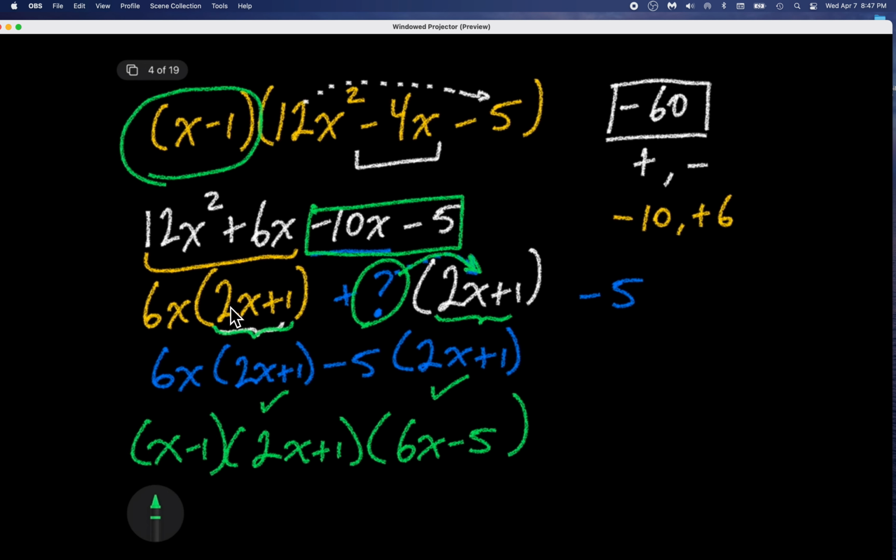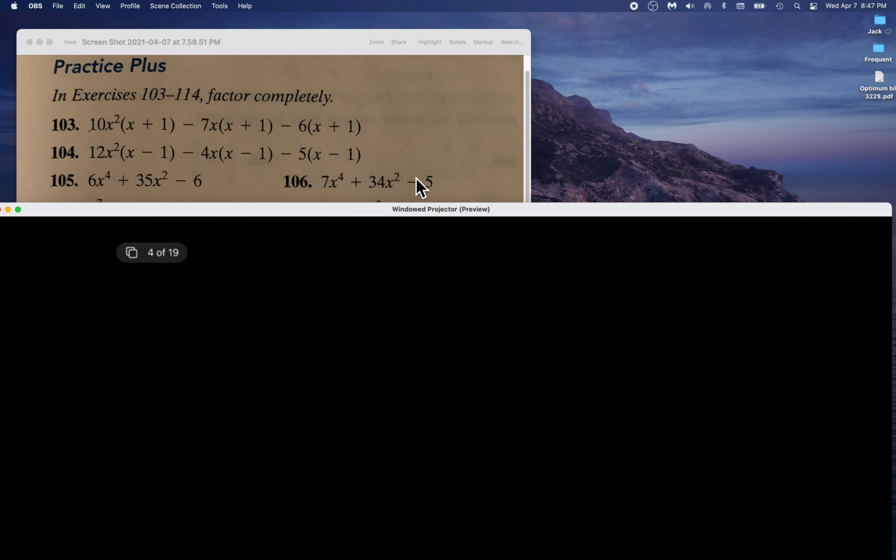Okay, let's do another one. Let's do this one right here. Seven x to the fourth plus 34x squared minus 5. Now, notice something, ladies and gentlemen. Notice that this exponent is twice that. That means this is a hidden quadratic equation, and you could treat this the same way we treated the previous problem.